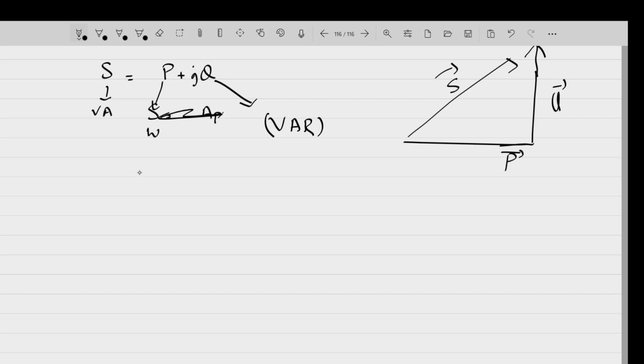तो यहाँ से ये जो आपका पावर ट्रायंगल है, you can also, say for example, this is phi. P is equal to S cos phi, fine, and Q is equal to S sin phi. ठीक है, you can also calculate both the values of real power and reactive power from this power triangle using these two equations.